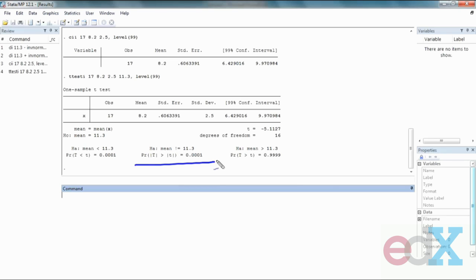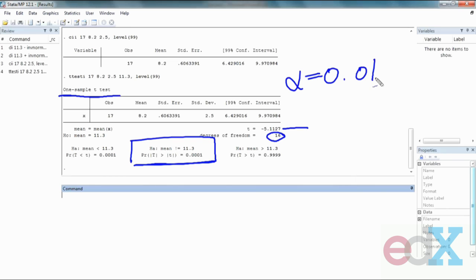So if I were telling the story in this case, I would say that using a one sample t-test, I obtained a test statistic of negative 5.11, which under the null hypothesis follows a t-distribution with 16 degrees of freedom. This corresponds to a p-value of 0.0001, and therefore, at the alpha equals 0.01 level, I know that p is less than 0.01, and consequently, I would reject the null hypothesis.